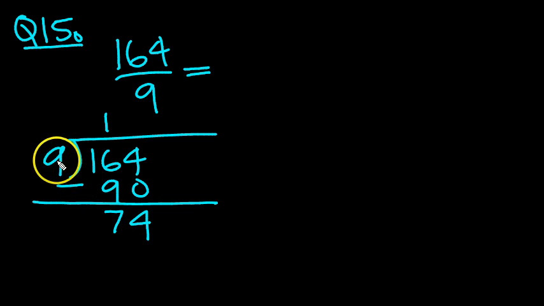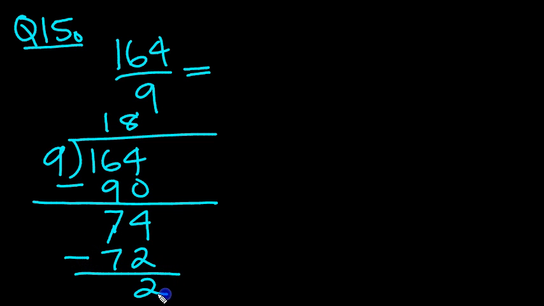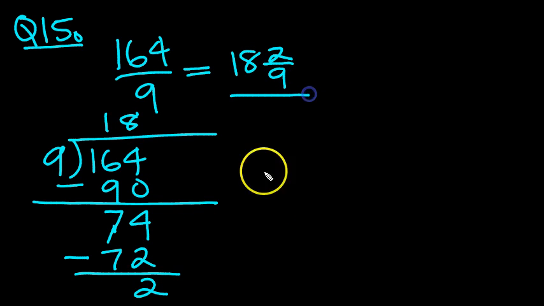Yeah? Now we ask the question, how many ninths go into 7, doesn't go? How many ninths into 74 then is really what we're asking. 9 sevens are 63, 9 eights are 72, aren't they? So that's 8, 8 nines are 72, take the difference. And there's 2 left over. So how many times does it go in? It goes in 18 times as whole numbers, and 2 ninths are left over. 18 and 2 ninths.